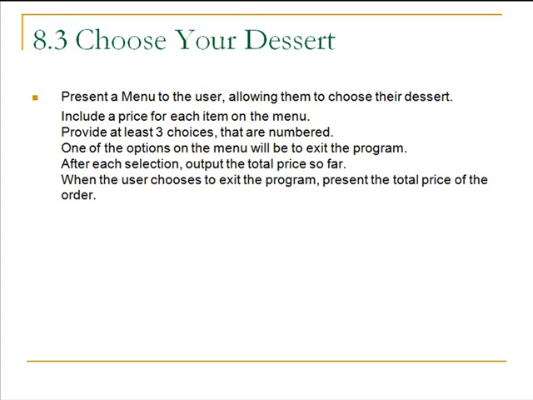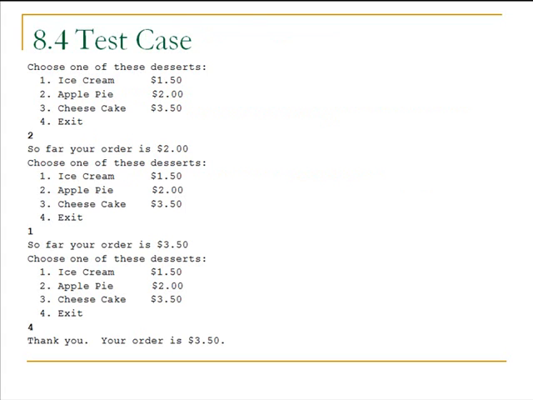After each time the user selects something, we will output the total price so far. And when the user chooses to exit the program, we'll present the total price of the order. Well, that has a lot of stuff in it, and it's easier to think about this if I just show you what I expect the program to do. So here's what we can use as a test case.